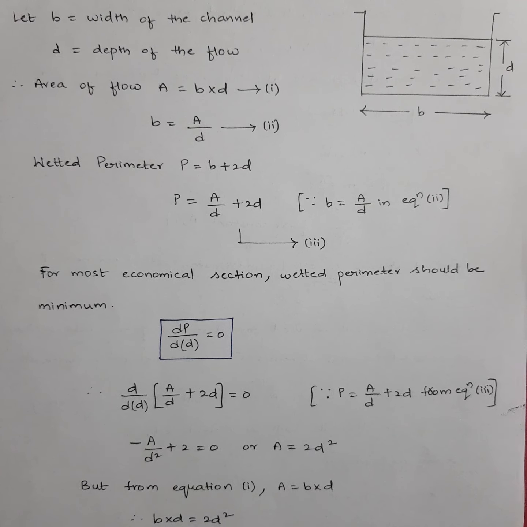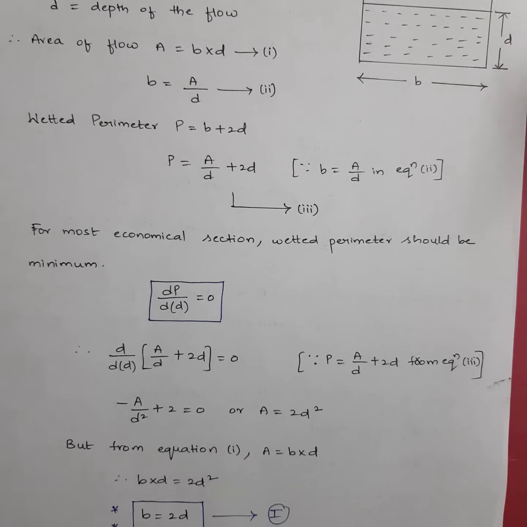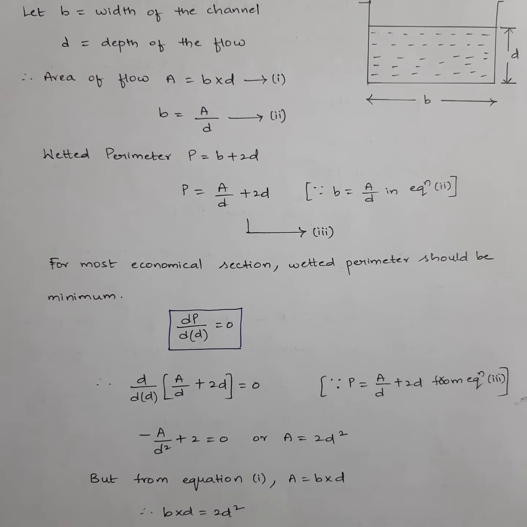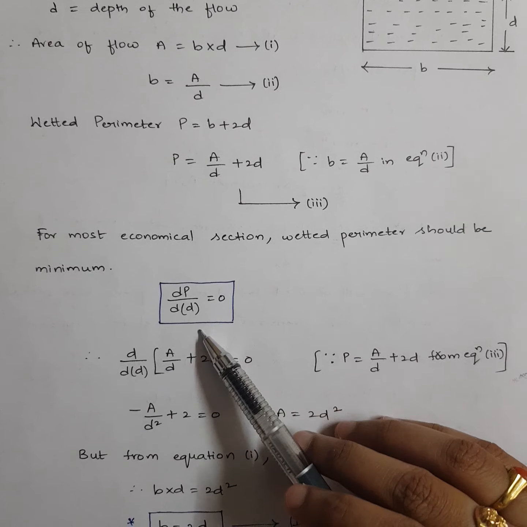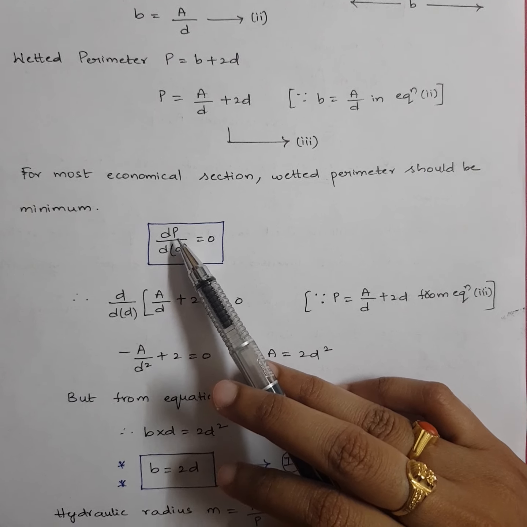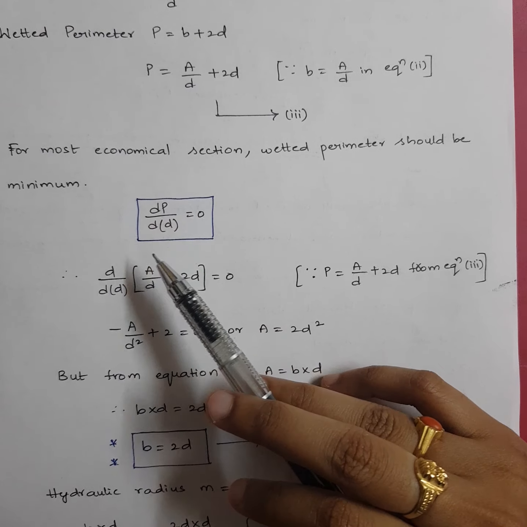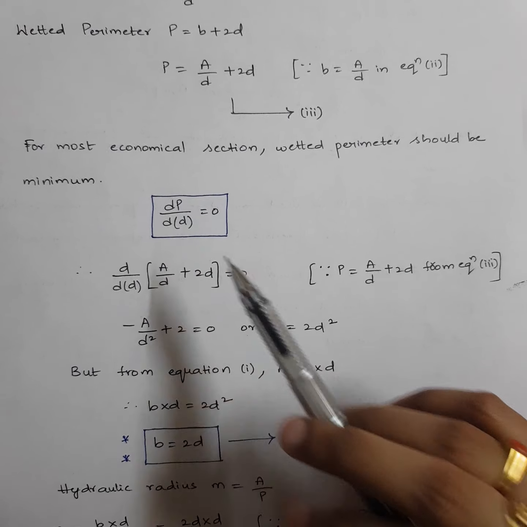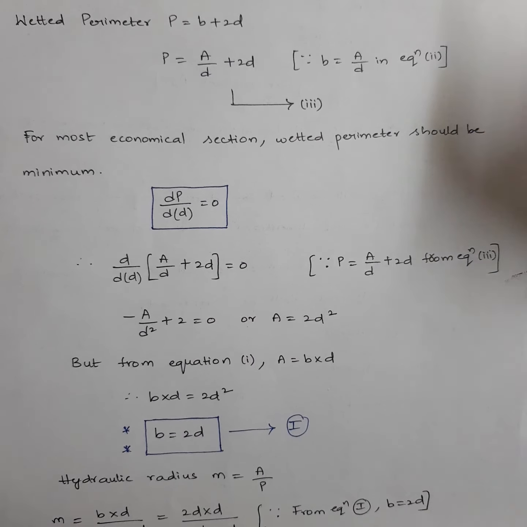But just now I told you, right, for most economical section what should be minimum? Wetted perimeter should be minimum. Means dP by dD is equal to 0. Means you differentiate the wetted perimeter P with respect to depth of flow. Why are we differentiating it with respect to depth of flow?